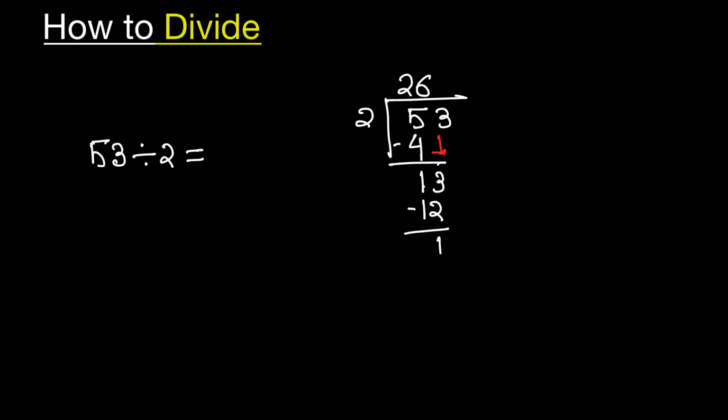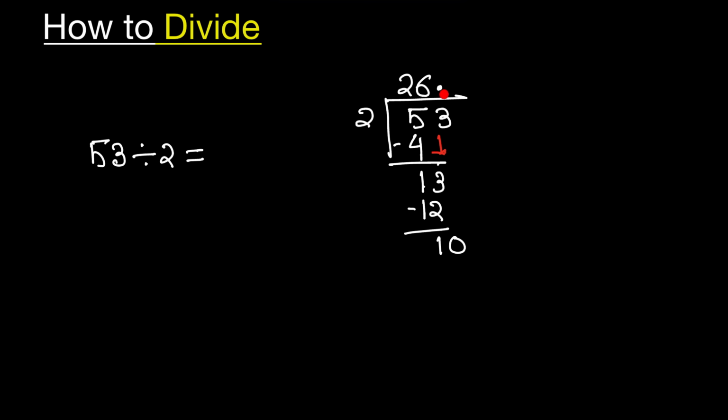Subtract, we get 1. Now this 1 is less than 2, but we have no number to bring down here. That is why in this case we will borrow 1 0, and for that we need to put a decimal here.